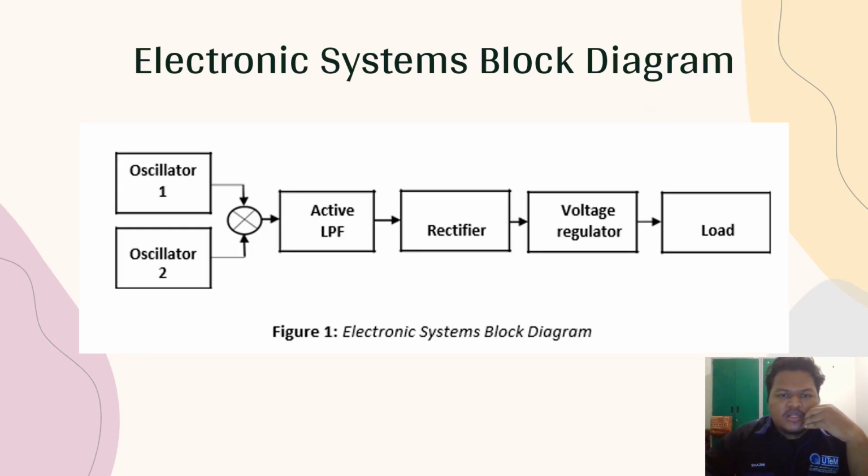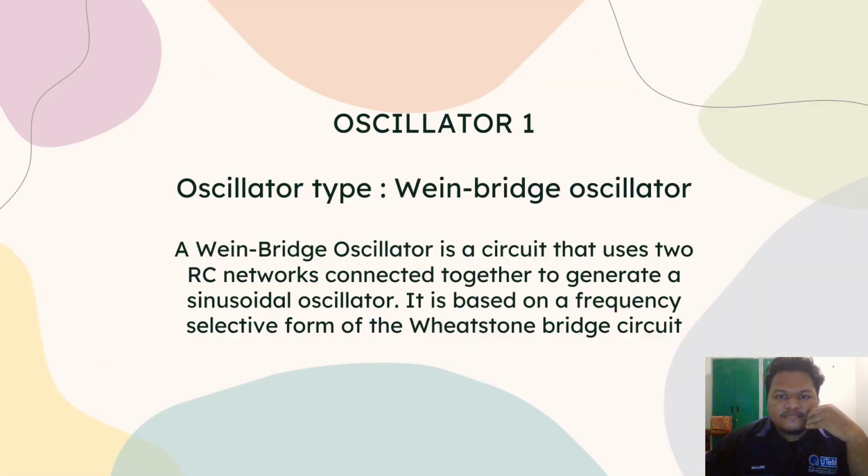Next is the electronic system block diagram. As given by our lecturer, we have two oscillators, one active low pass filter, a rectifier, a voltage regulator, and the load. We must construct a circuit by using this system block diagram.